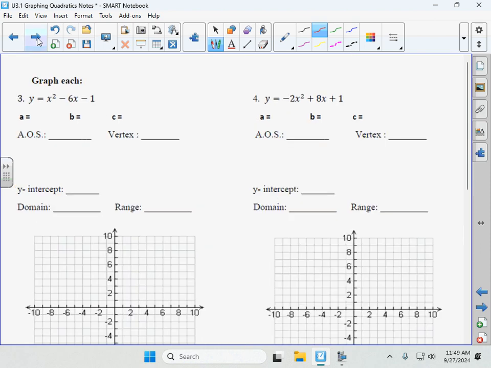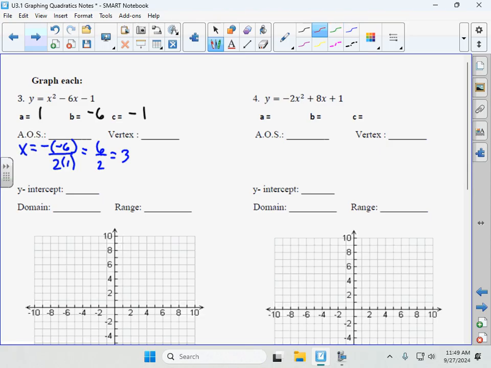So now let's go ahead and answer each of these questions, and then we'll do all the graphing also. Y equals x squared minus 6x minus 1. So our a value is 1, b is negative 6, c is negative 1. Our axis of symmetry, we're going to use x equals negative b over 2a. So negative, negative 6 over 2 times 1. So that's positive 6 over 2, which is 3.